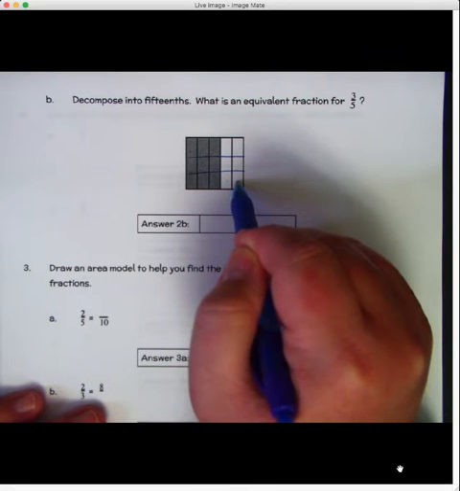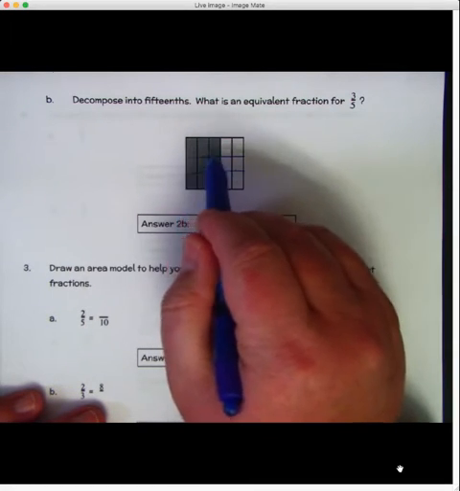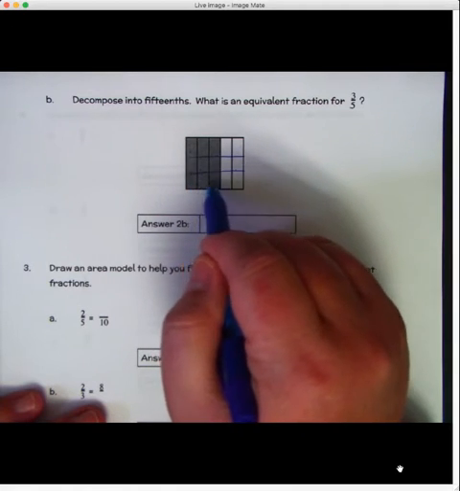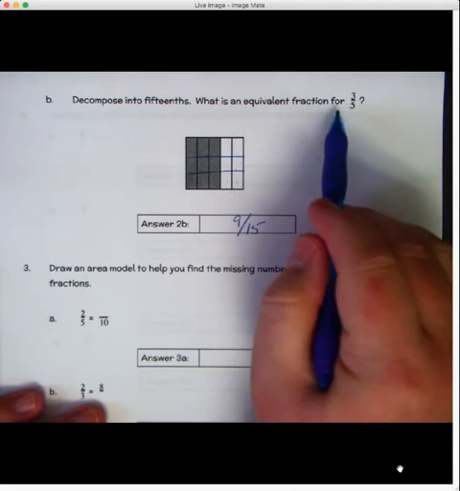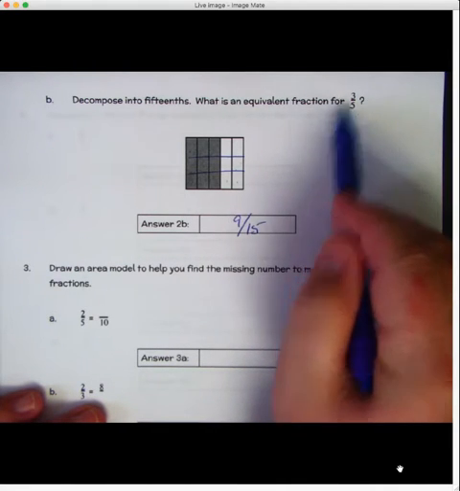How many 15ths are shaded in now? Well, 1, 2, 3, 4, 5, 6, 7, 8, 9. 9 15ths are shaded in. Notice 3 times 5 is 15. 3 times 3 is 9.